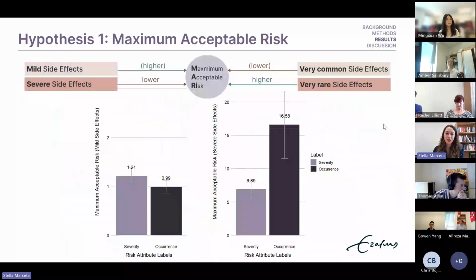So let me jump to the results. The first hypothesis, we do see is somewhat in line with what we hypothesized. People are somewhat more risk-taking when a side effect is labeled as mild as opposed to very common, and people become much less risk-taking if a side effect is labeled as severe as opposed to very rare. So that is supportive of this priming hypothesis that I mentioned earlier.